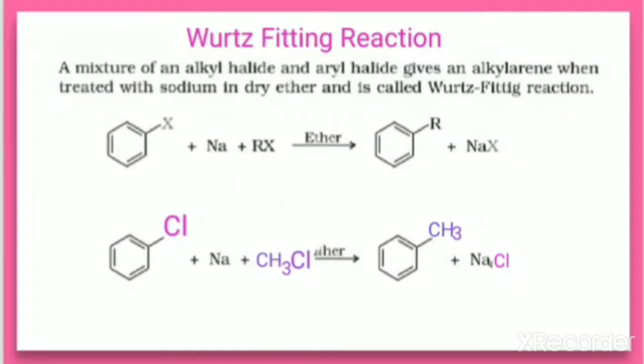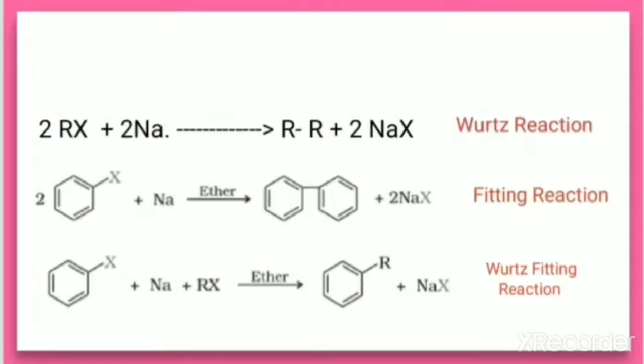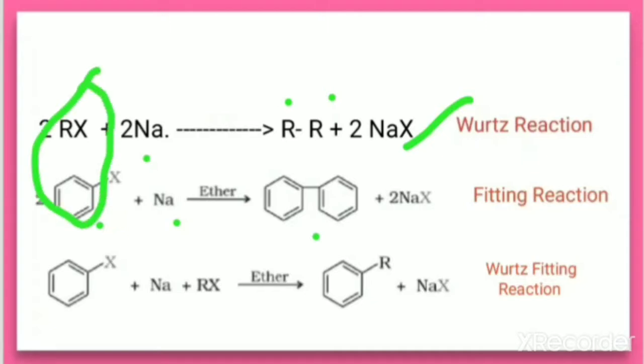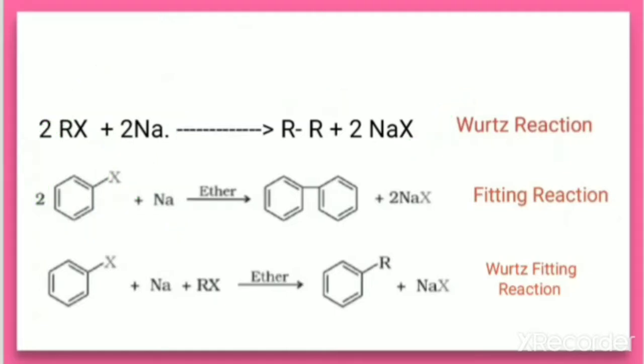Next reaction. Let us compare these reactions, that is the Wurtz reaction, Fittig reaction, Wurtz-Fittig reaction. The Wurtz reaction, we have already discussed in the previous video. Here there is a doubling of R. That means this reaction is the reaction of a haloalkane with sodium. The Fittig reaction is the reaction of a haloarene with sodium, which results in the formation of diphenyl. But the Wurtz-Fittig reaction is a reaction between these two plus sodium. So that gave rise to the reaction called the Wurtz-Fittig reaction.